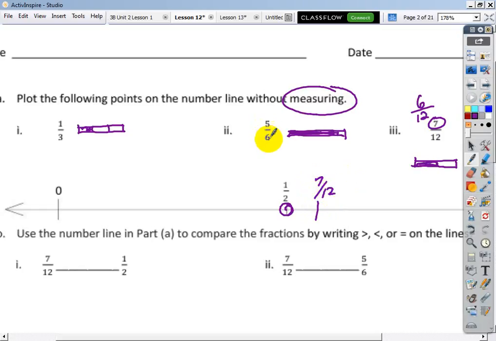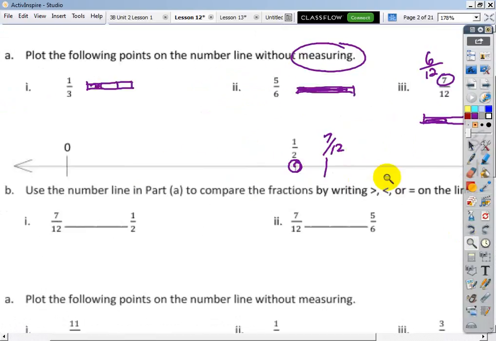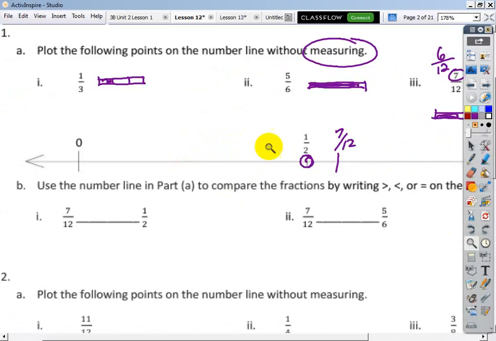This one is 5 out of 6. It's just about all the way to 1, someplace around here, if you cut this into 6 pieces. And the last one is 1/3, which is less than a half, because half would be right about here. So 1/3 is right about here someplace.